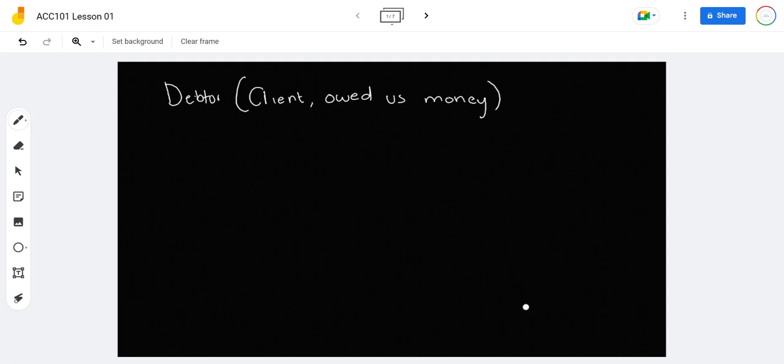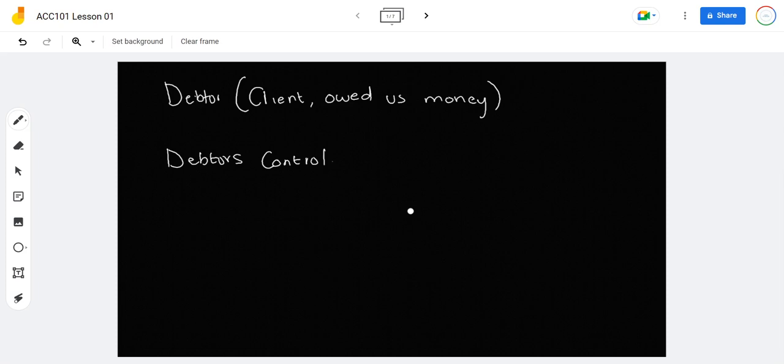A debtor is a client that owed us money. So we used to record under debtor's control that so and so owes us money. This so and so has now come and given us the money that they owe us. So we must go back under debtor's control and update to say that so and so has paid us.